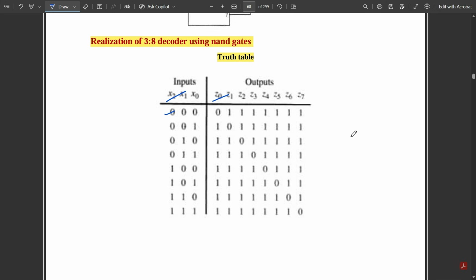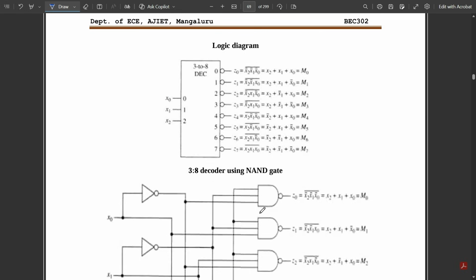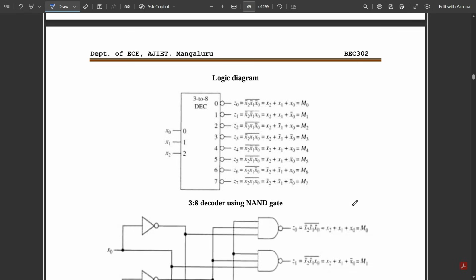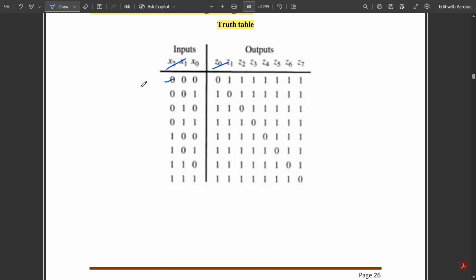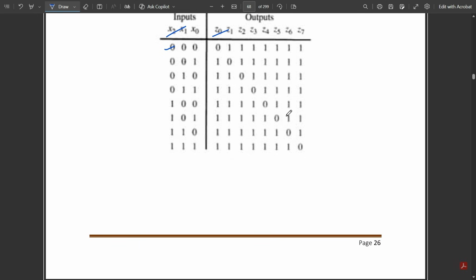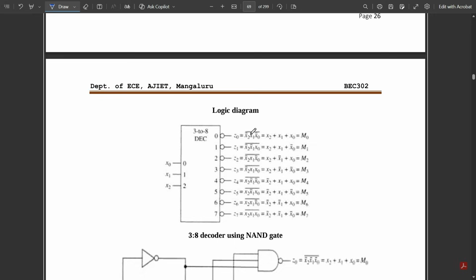Like this, you need to draw the truth tables for the 3 to 8 decoder using NAND gates, and for each of them you could represent them using Boolean functions. You see here, z0 is active low, so it would be x2, x2 bar, x1 bar, x0 bar, the whole bar. Why the whole bar? Because we are having 0 here, so in order to represent it you need to write the complement. Now if you apply De Morgan's theorem, you would get x2 plus x1 plus x0, that is max term m0.